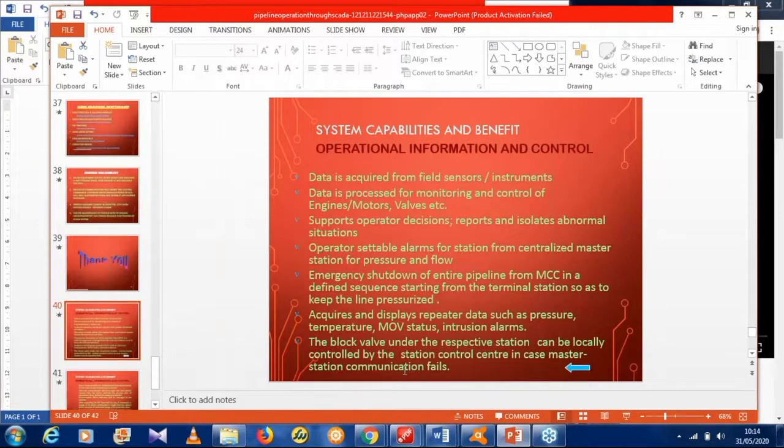So when everything is working normally, then the control can be from the master control center. You understand? But in case there is a failure in communication from the master control center, then it can be locally controlled by the station control center. STC. Remember we talked about this in the last class. STC, MCC, and the rest of them. All right.